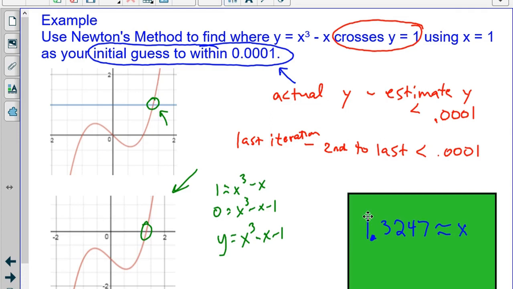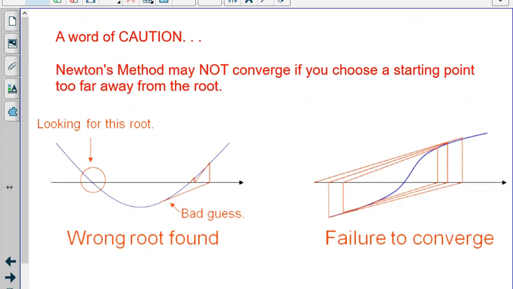Finally, a word of caution: Newton's method may not converge if you choose a bad starting point or a point too far away from the root. We already talked about that. If you see a function like the one on the right, sometimes it alternates and never really gets close to a 0. Also, if you're looking for the root on the left of something and you try something closer to the root on the right, or if you have 3 or 4 zeros and you try to find 1 zero, you might actually get the wrong zero if you make a bad guess.